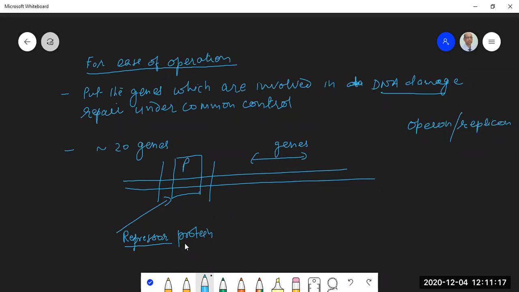The name of this repressor protein is LexA. You have to remember this. This protein occupies the promoter so that RNA polymerase cannot bind over here. Under normal circumstances, when there is no damage to the DNA, these genes will not be transcribed. They will remain switched off. So the promoter is occupied by a repressor protein called LexA.